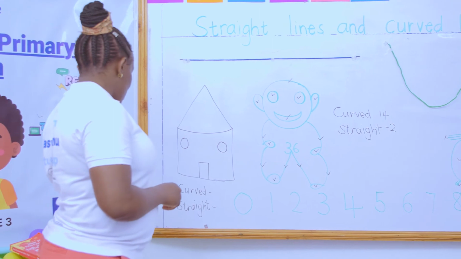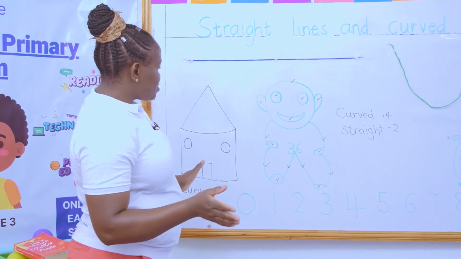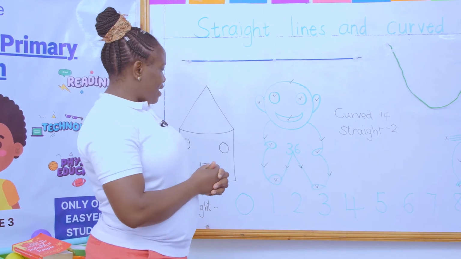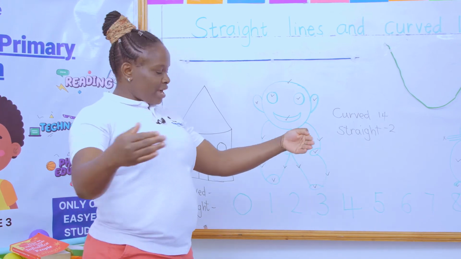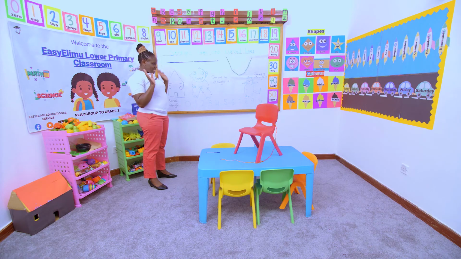When you visit your home, there are study rooms that look curved, there are televisions that are in curved form, and there are those that have straight lines. So you'll tell me, is your television in curved form or does it have straight lines?